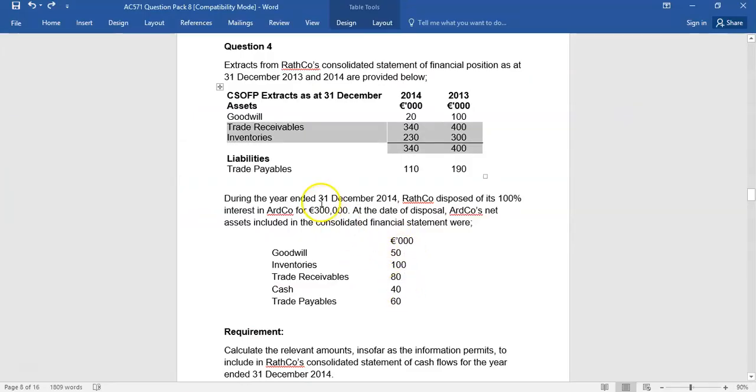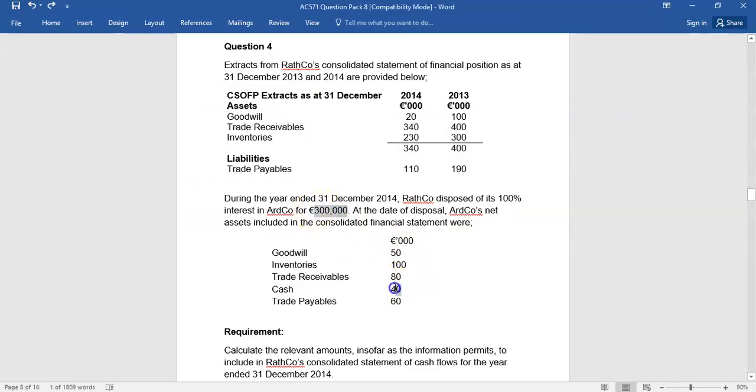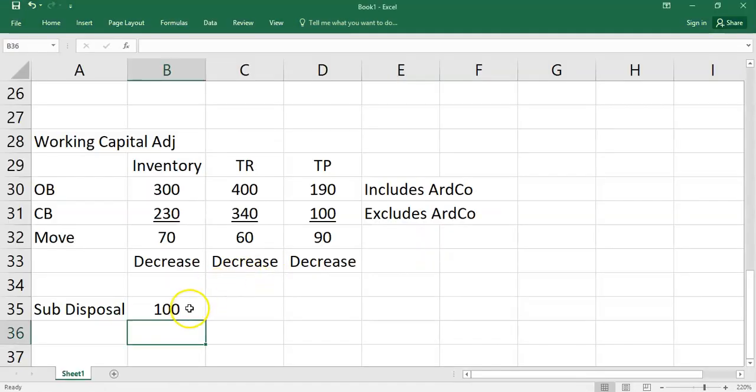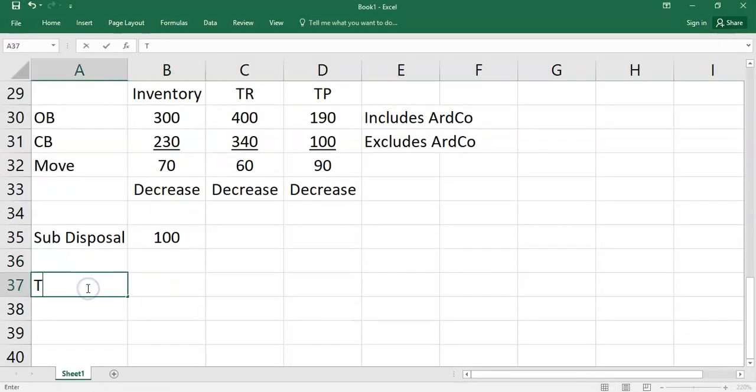And that sale of the subsidiary has already gone in. The net cash adjustment you've already put in there at 260. So you don't double count it. That's why we have to exclude this. So subsidiary disposal of 100. So actually the true movement here is a 30 increase.